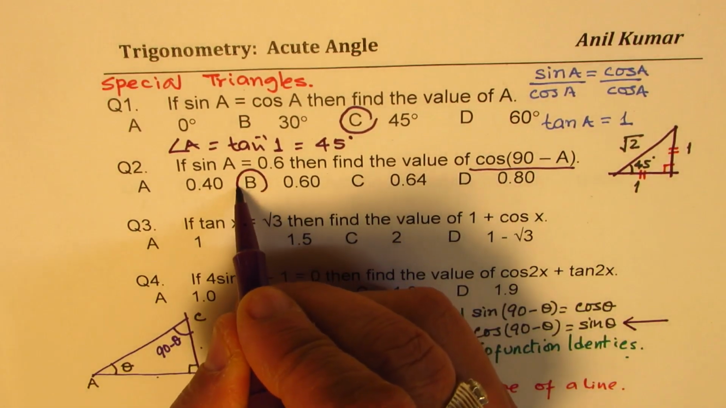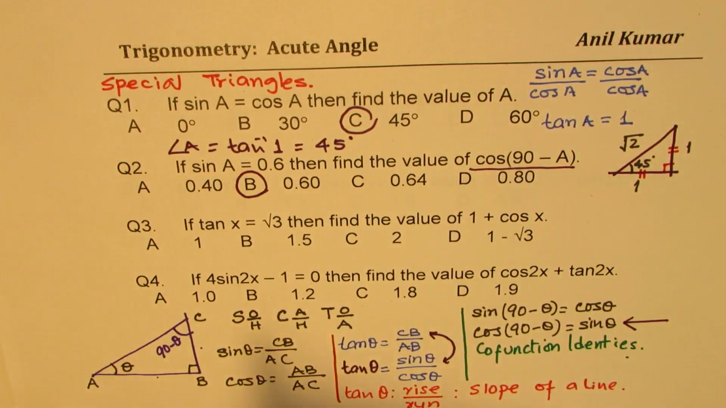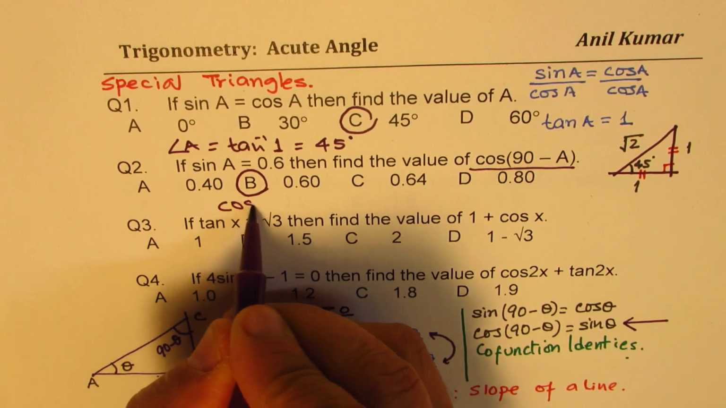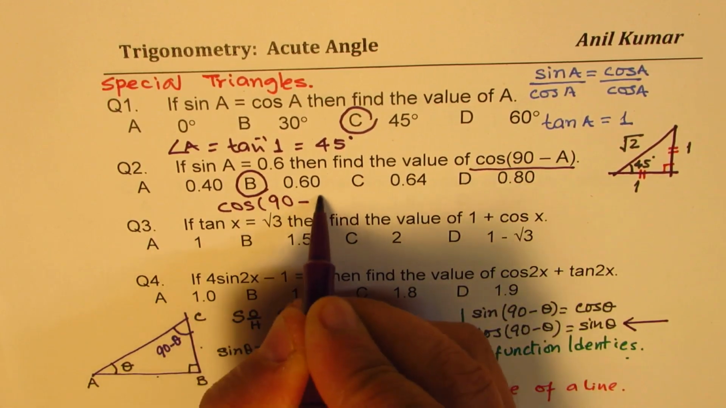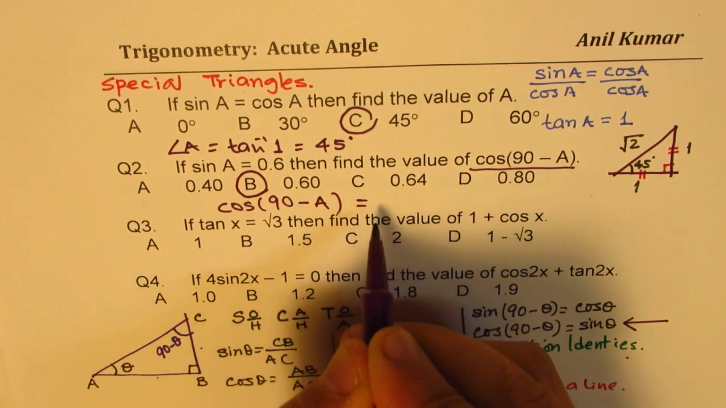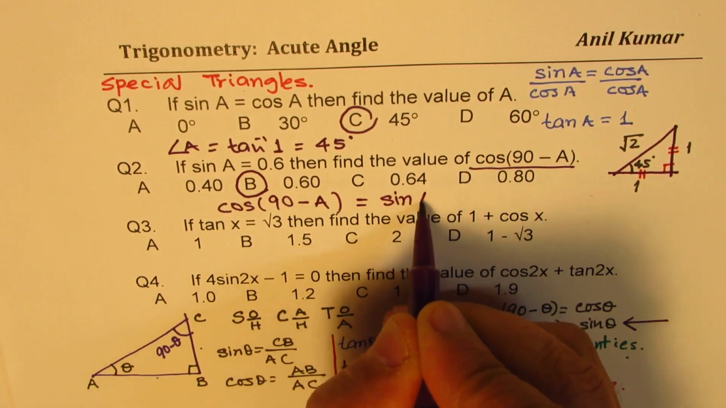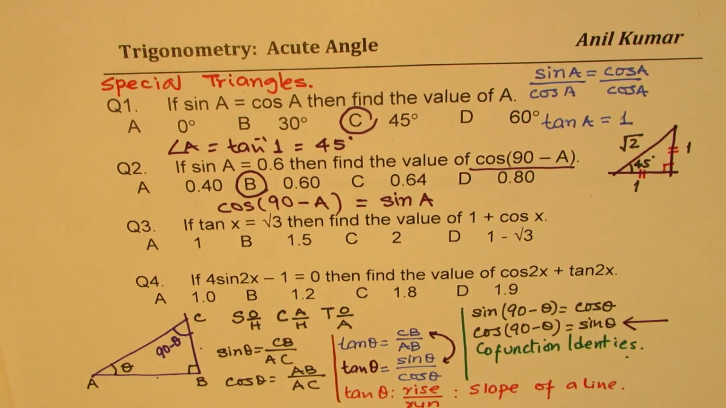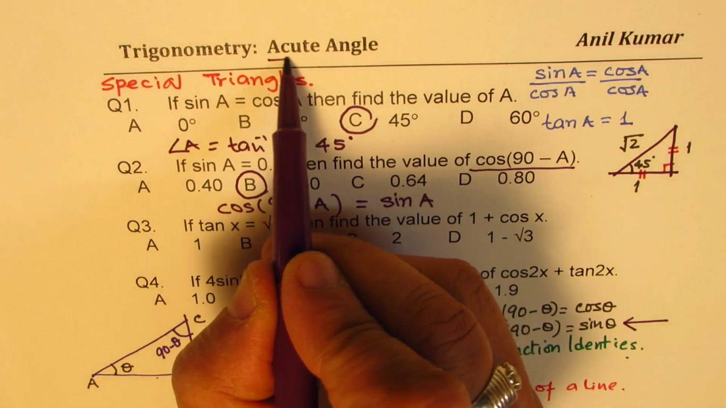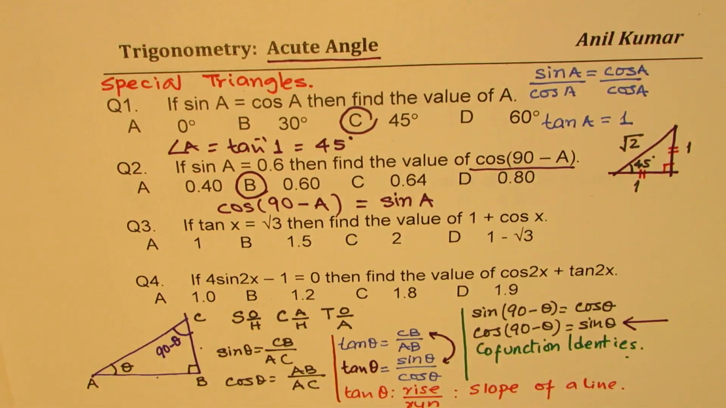So it is option B. Perfect. So remember, cos of 90 minus A is always equal to sine of A, right? Remember, we are working in acute angles. So we are working in the first quadrant in this particular case.